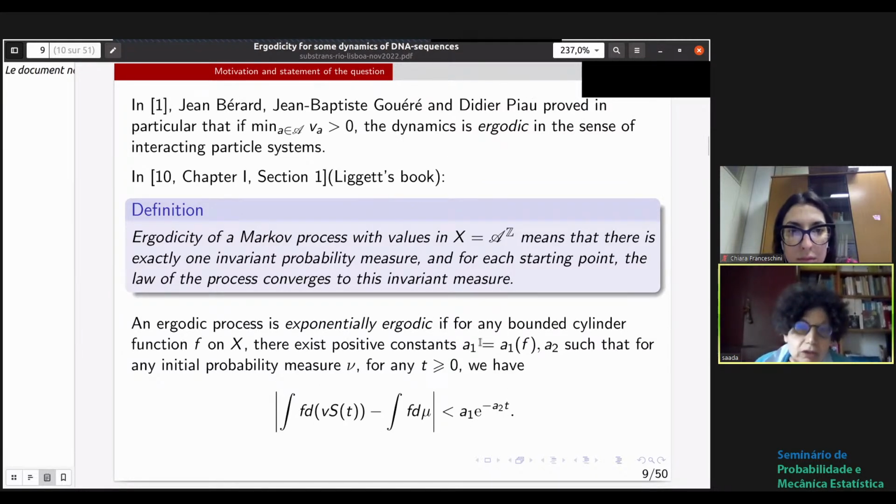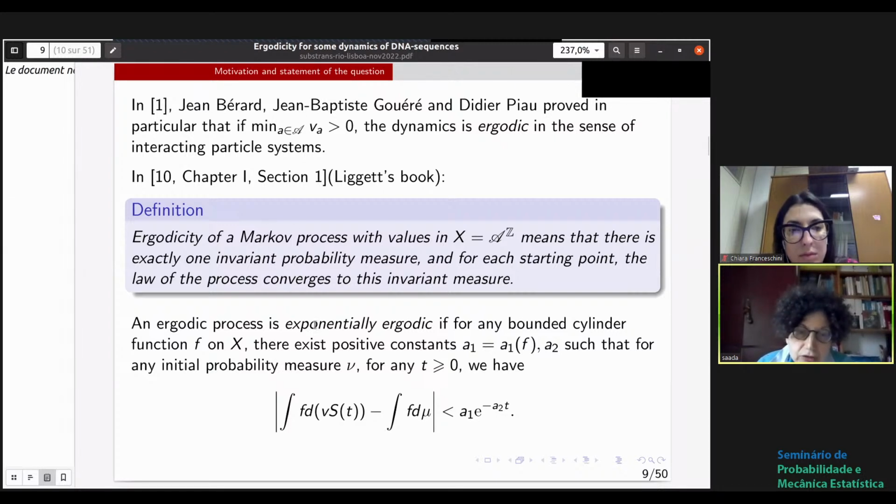So what Berard, Guéret, and Pio proved is the fact that if the minimum of the V's is positive, then the dynamics is ergodic in the sense of particle systems, meaning that there is exactly one invariant probability measure, and for each starting point, there is convergence to this measure. So they did look at an infinite series, something on Z.